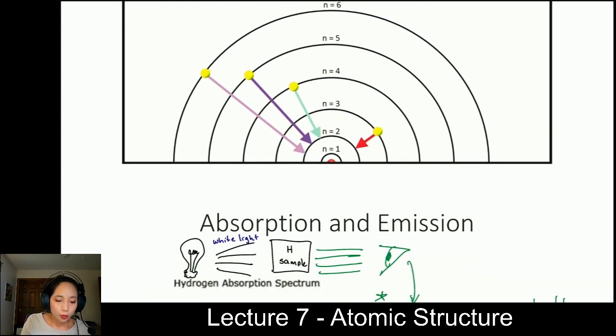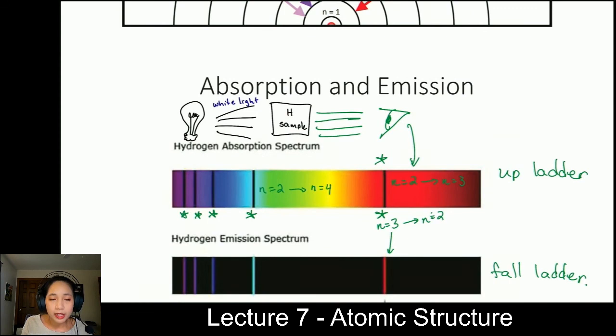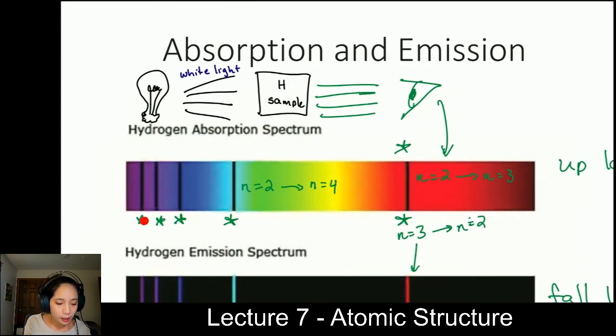And when we go up to higher energy levels, that atom is absorbing energy, or absorbing photon energy. And that's why you see these black lines in those places, because the sample is absorbing those specific wavelengths. And then our eyes would see all of the other colors of the rainbow that were not absorbed.